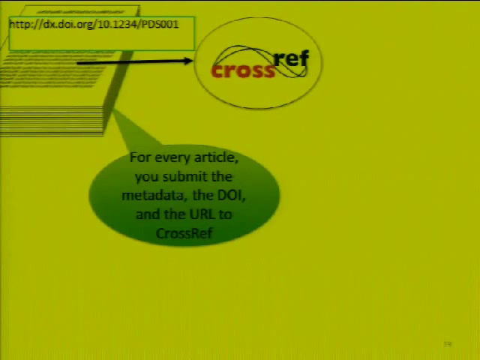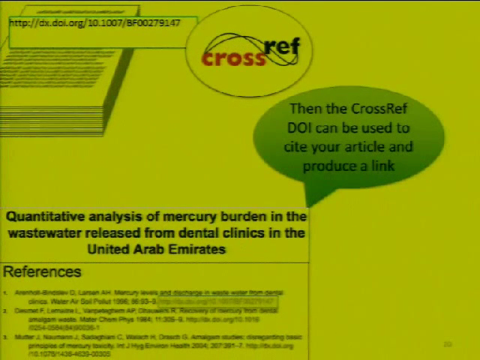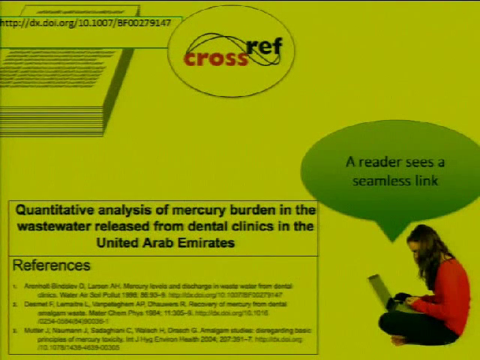You then, for every article you've got, submit the metadata, that bibliographic data, the DOI that you've assigned, and the URL on which that metadata, that content will appear, to CrossRef, and it gets added to the database. And then the CrossRef DOI can be used to cite your article.